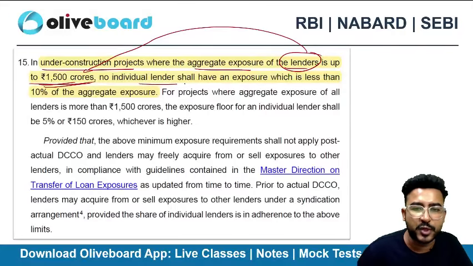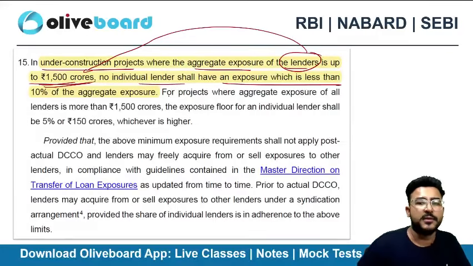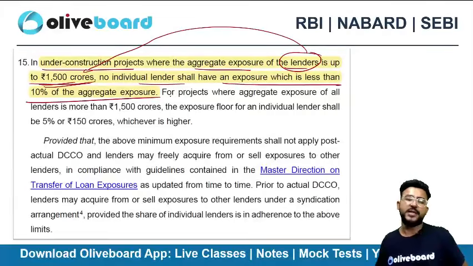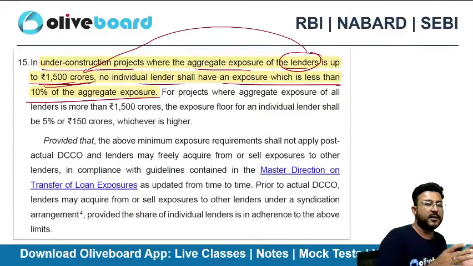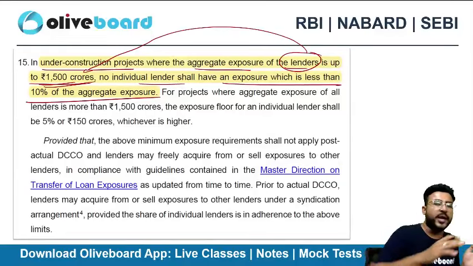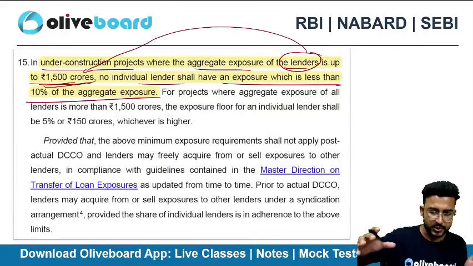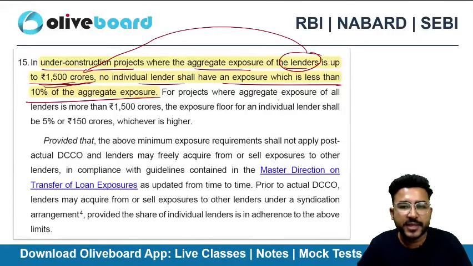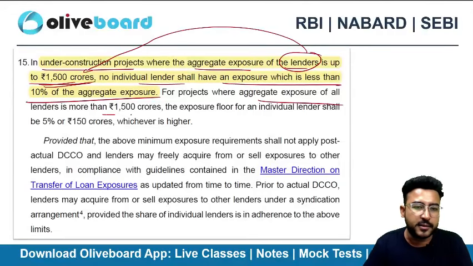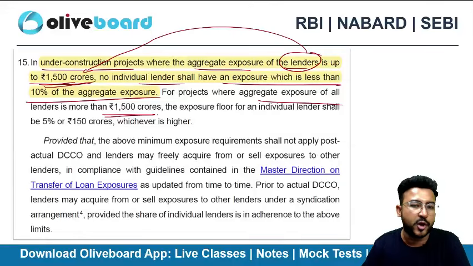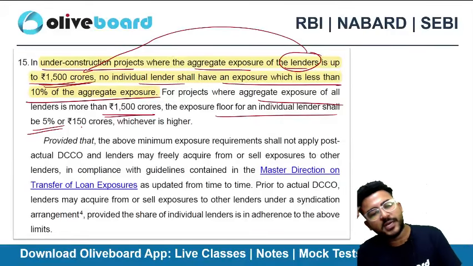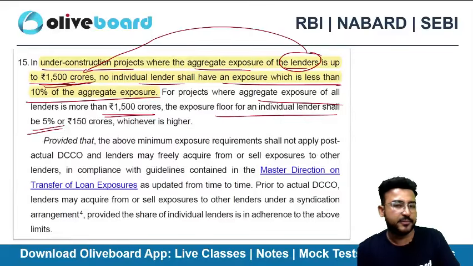No individual lender shall have exposure which is less than 10% of the aggregate exposure, right? So if you are an individual lender, then no individual lender shall have an exposure which is less than 10% of the aggregate exposure. So say for example, for projects where the aggregate exposure of all the lenders is more than 1500 crore, then you need to restrict yourself to 5% or 150 crore, whichever is higher again.